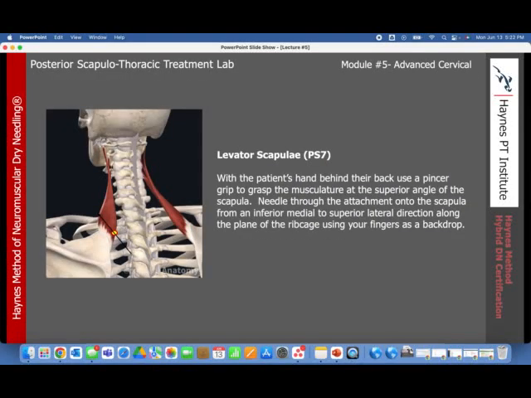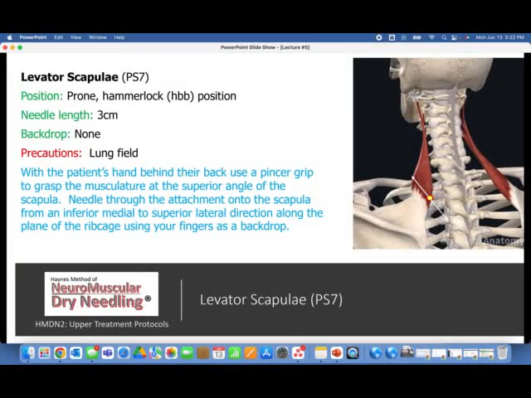Okay, and then we'll move on to the levator. Again, here, because of its location off the superior angle of the scapula, just want to be cautious that we don't angle our needle to a location where it could enter the lung field, say between ribs 2 and 3 or 2 and 1.